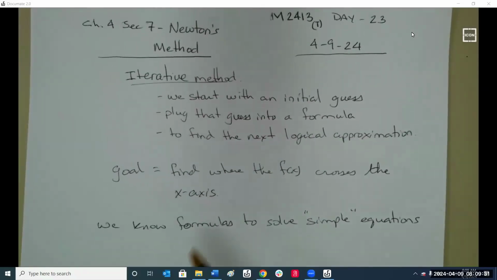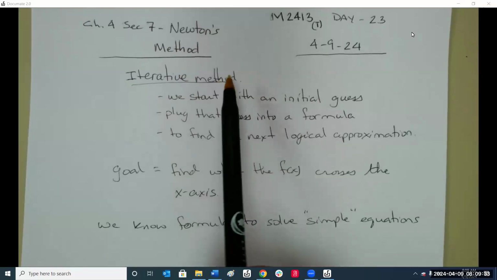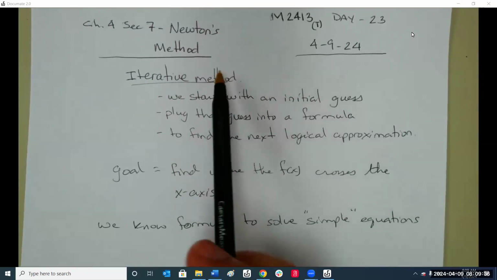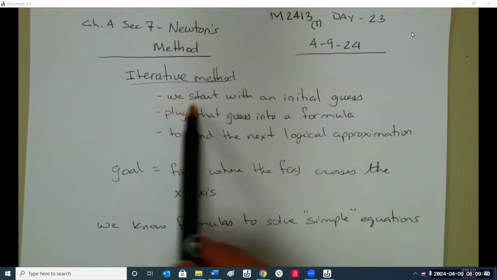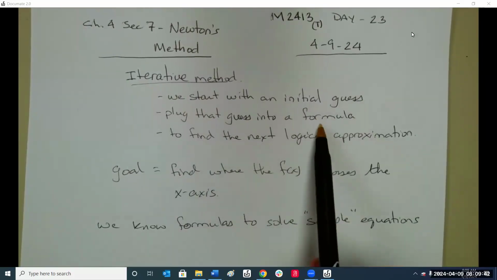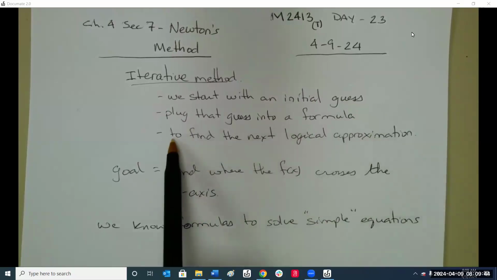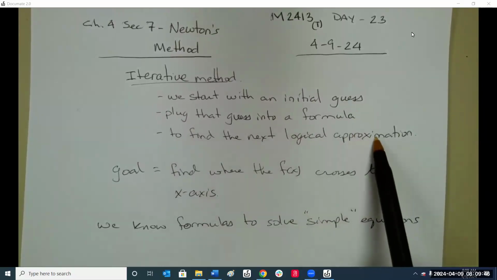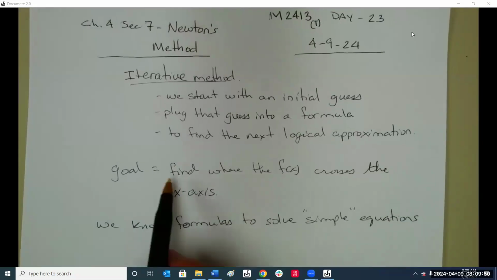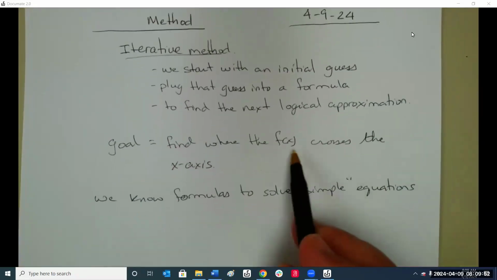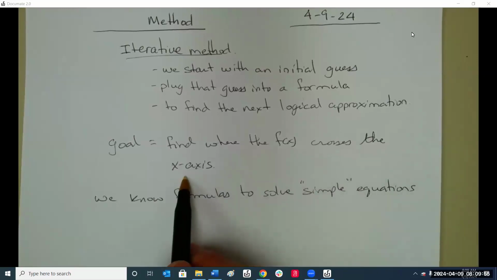And repeat. Newton's method is an iterative method. It means that it's a guess and check method. So we start off with an initial guess, plug it into a formula. That formula gives us the next logical approximation, where we start and then repeat the process until we get to the goal, which is to find where the function crosses the x-axis.